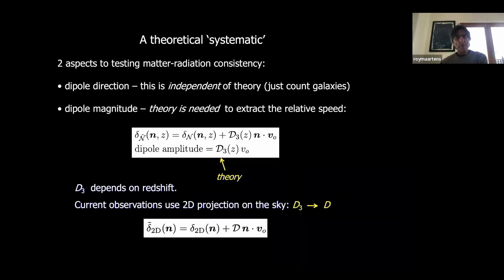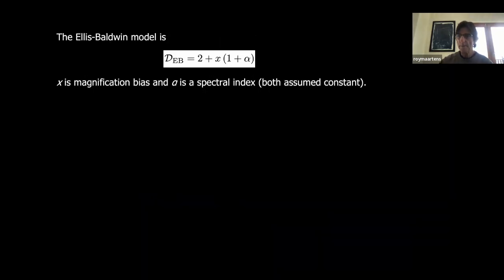And D3, because it depends on redshift, and current observations have been using 2D projections on the sky, we also need to take the next step after we've derived D3 to project that onto the two-dimensional sky. So all of the measurements that have been done up to now have used the two-dimensional number counts with the two-dimensional projection D without a subscript 3. So that's what I'm going to be talking about from now on.